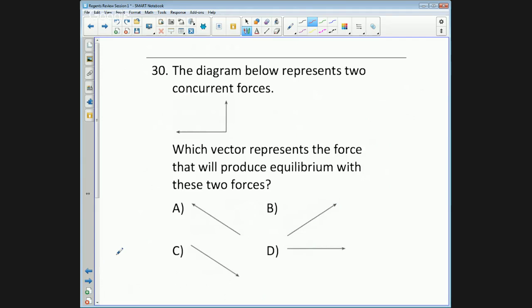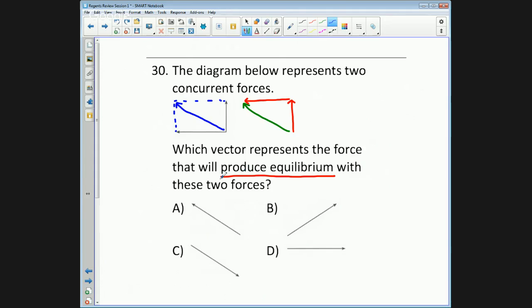Okay. Number 30. The diagram below represents two concurrent forces. Which vector represents the force that would produce equilibrium with these two forces? The force that would produce equilibrium. So if we figure out what our resultant force is here, we have one arrow going up and then one arrow going to the left. We're adding it by head to tail. We get a resultant force that points up and to the left. Also using the parallelogram method, if you construct a parallelogram and bisect this, it's the same arrow.